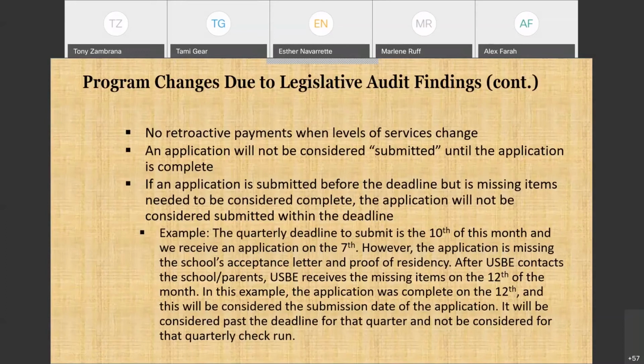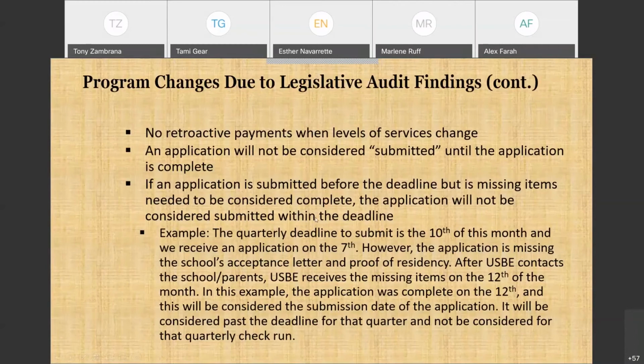And Esther did a thorough job of explaining to you what it means to be complete when it's submitted. And so we will not be date stamping those the day before. And so actually, I'm going to get into that here in a second. If an application is submitted before the deadline but is missing items needed to be considered complete, the application will not be considered submitted within the deadline.